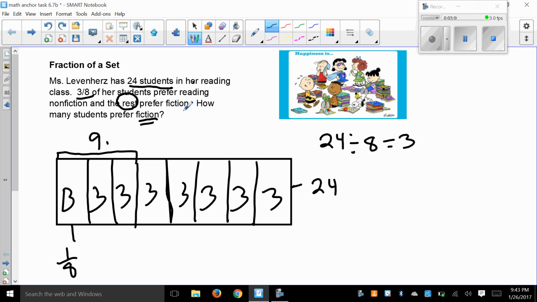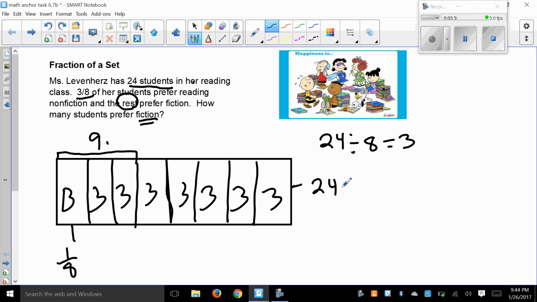Now, when I look at the question again, I'm not done yet. I still have another step because the question is asking me not what 3/8 is, but how many students prefer fiction. So I'm trying to figure out the rest of this set. So I can do that a couple ways. I could just do 24 minus 9 to get my answer, because I know that 24 is my whole set.